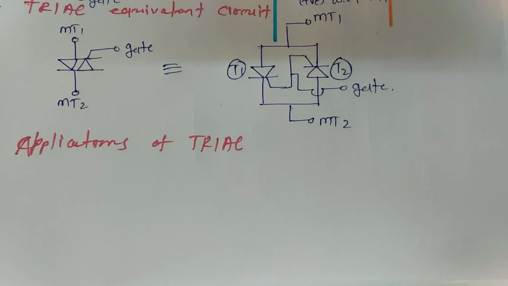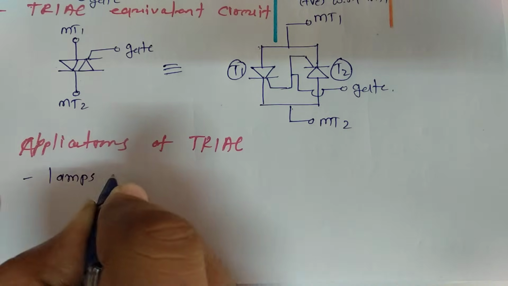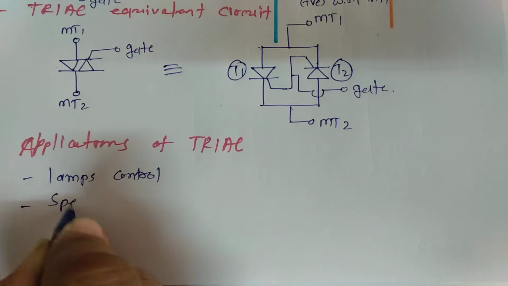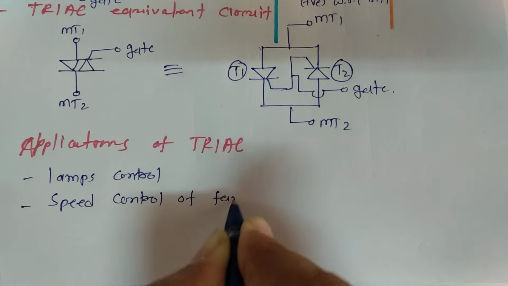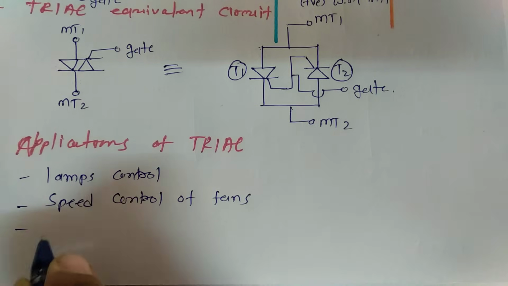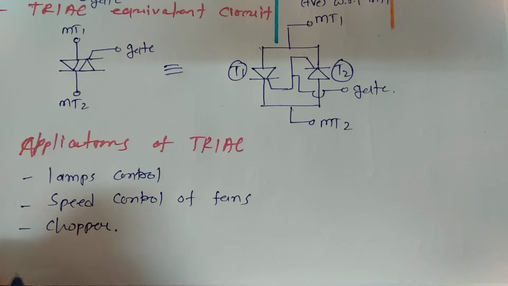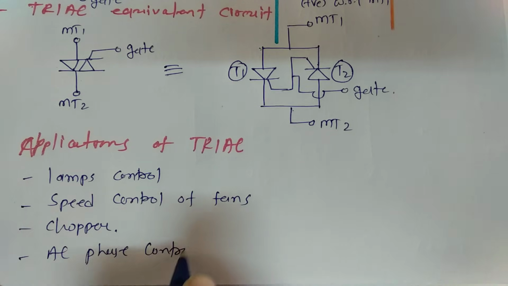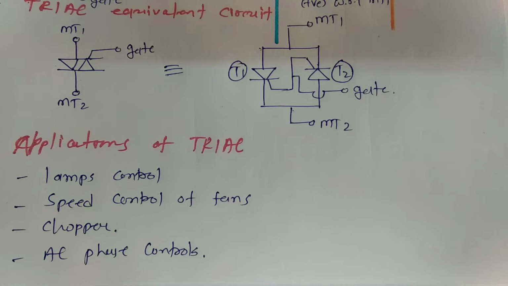There are many applications of triac. Let us discuss a few. It could be utilized in lamp control. We use it in speed control of fans. It could be utilized in choppers and in AC phase control. So that many applications are there for triac.